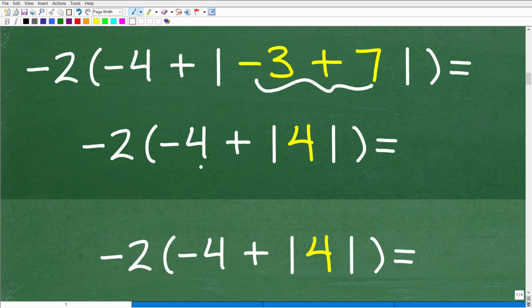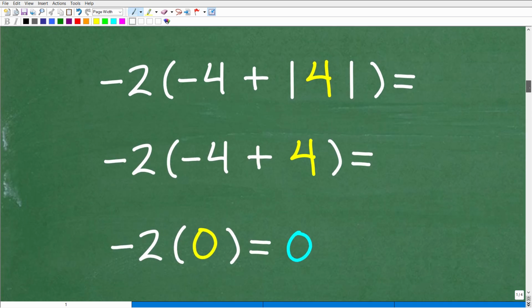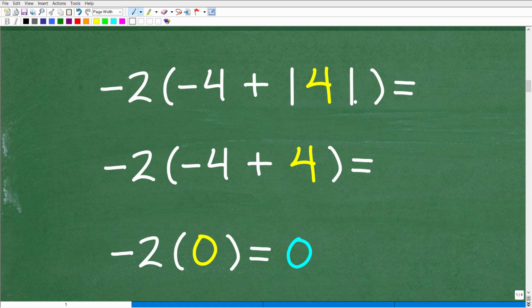So finally, we have -2 times parentheses, -4 plus the absolute value of 4, end parentheses. All right, so now let's focus on this part. We're still working inside the parentheses. We're going to have to deal with the absolute value of 4. What is the absolute value of a +4? It happens to be +4.